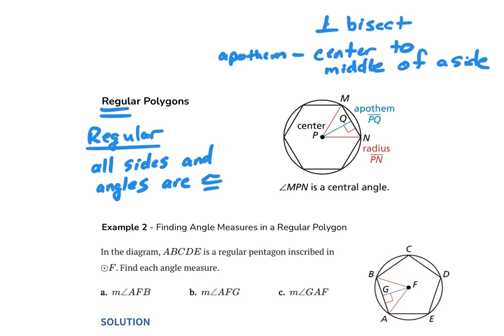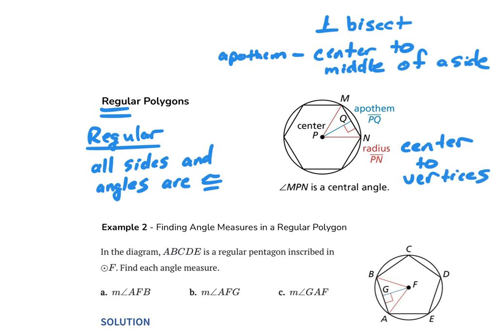PN is the radius of the circle. It's also the radius of the polygon, because PN goes from the center to the edge of the circle. It also goes from the center to the edge of the polygon. So your radius is going to connect the center to a vertex.